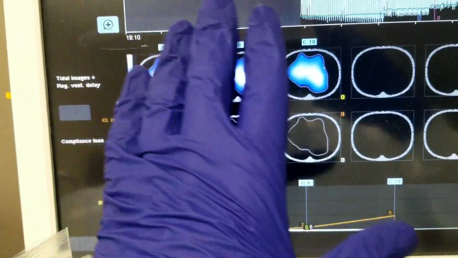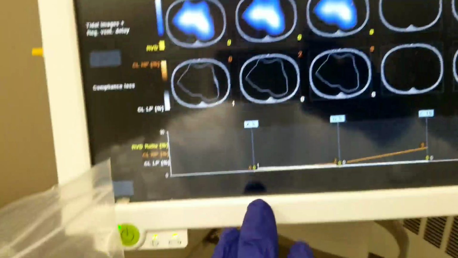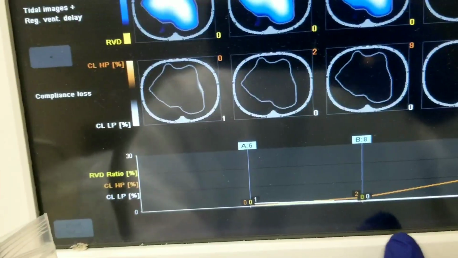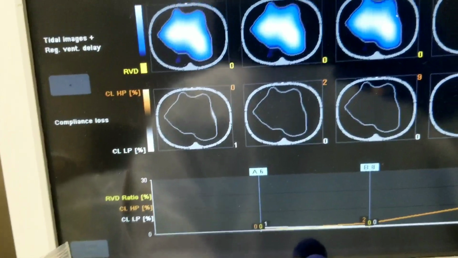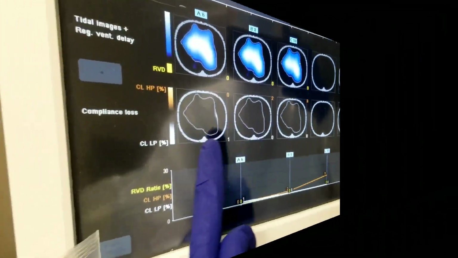We actually have the regional distribution of where that air is going. So I would choose between 6 and 8. I would put the ideal PEEP at 7, right in between, so you get the best of both worlds.